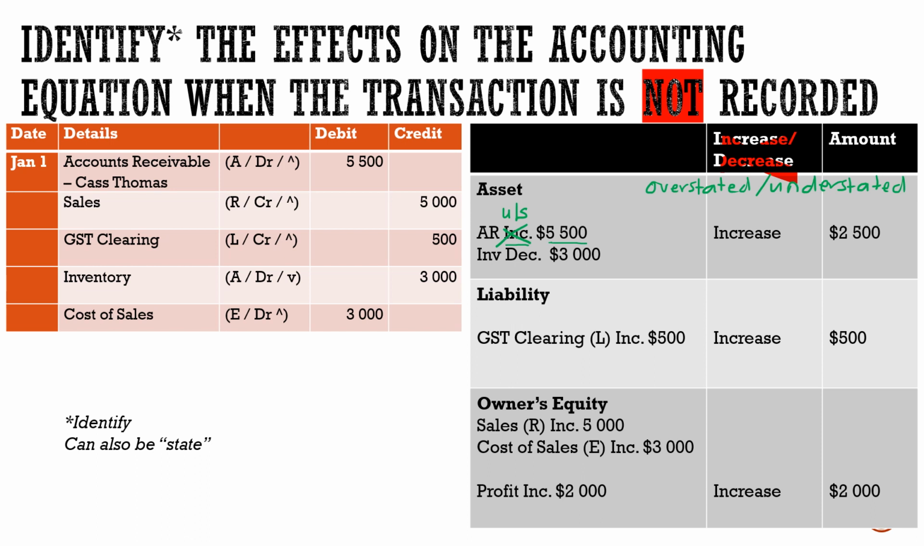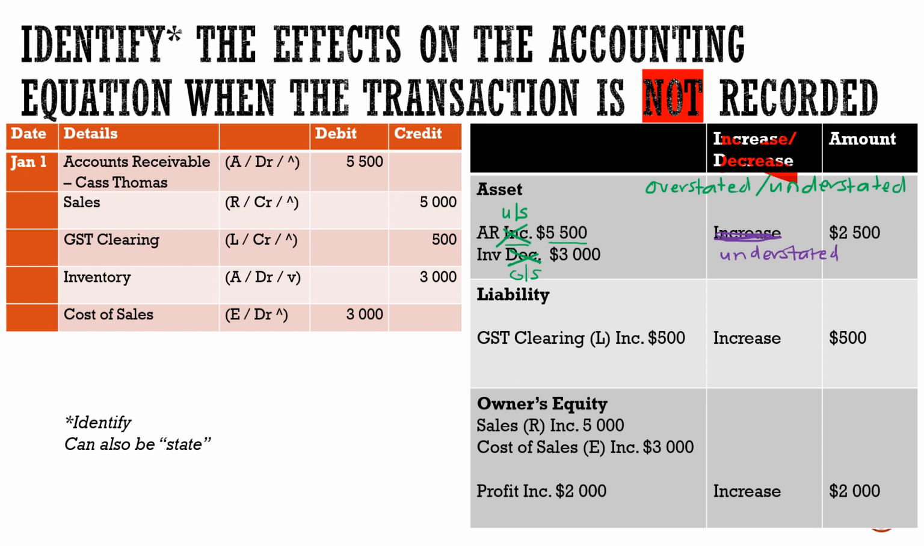On the other hand, inventory would have decreased if the transaction was recorded, but if it was not recorded, the inventory decrease would not have happened. And that means the inventory would therefore be overstated. So that's O S for overstated. So overall, the assets would not have increased by $2,500. Instead, it would have been understated by $2,500 because the increase did not happen when the transaction was not recorded.